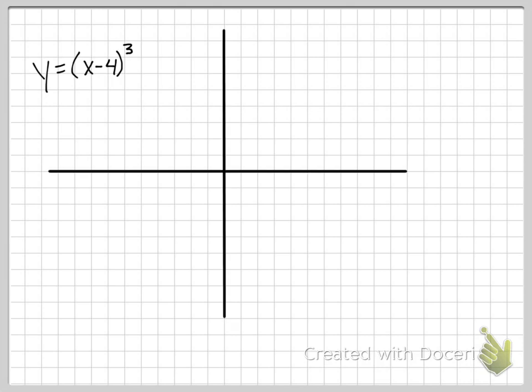Now, this one's kind of a new one. This one is a cubic function. We have y equals x minus 4 cubed. Well, you've already graphed the parent function, so we know what that looks like. Then all we have to do is apply the HK form to it. Here I have a minus 4, which tells me everything's moved to the right 4. So all I have to do is take that parent function and move everything to the right 4.